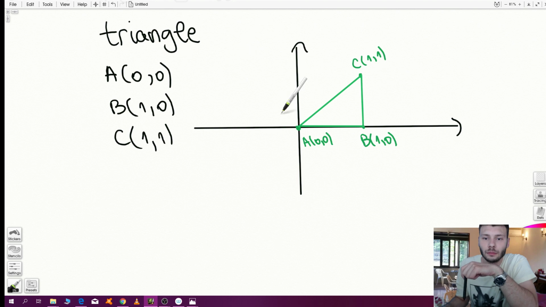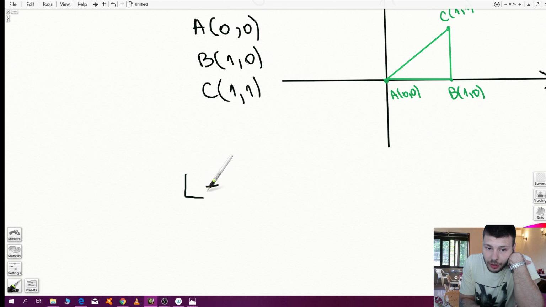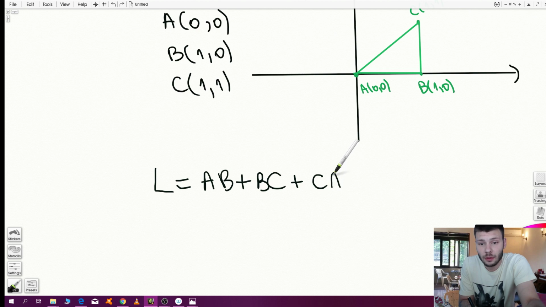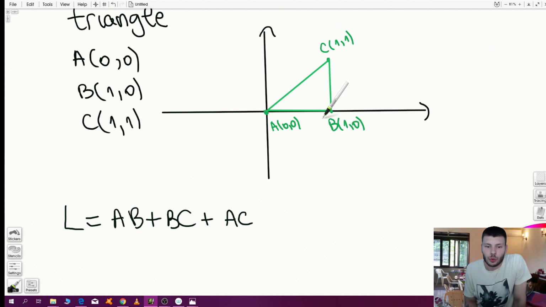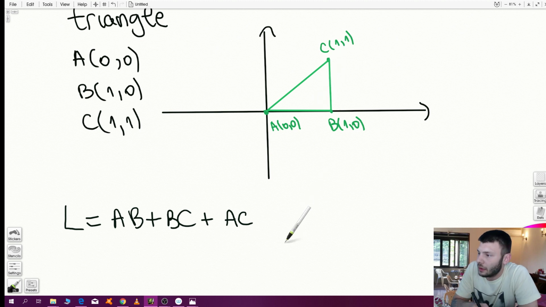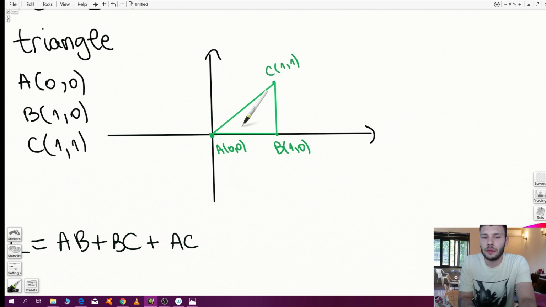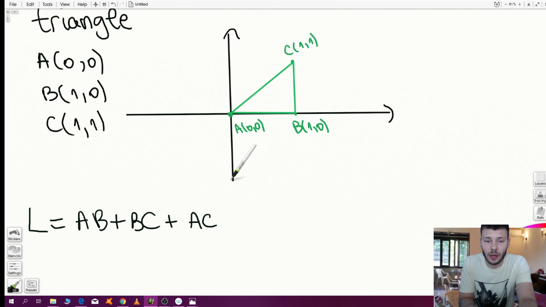So let's do that. L will be equal to straight line AB plus BC plus CA or AC. It doesn't matter from which point we start and where we end. You saw that in the last video. So I can write from A to C actually. That is just the same as from C to A.